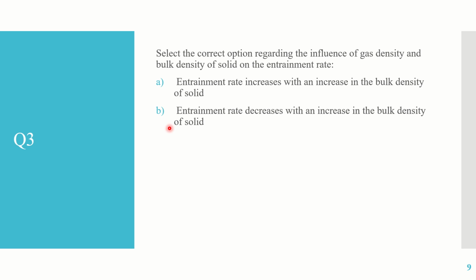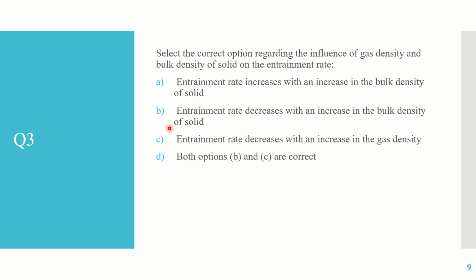Entrainment rate decreases with an increase in the bulk density of solid. Entrainment rate decreases with an increase in gas density. Both option B and C are correct. So what happens is that entrainment is the carryover of solids. If the bulk density of solid is more, the chances of the particles getting carried away is decreased.